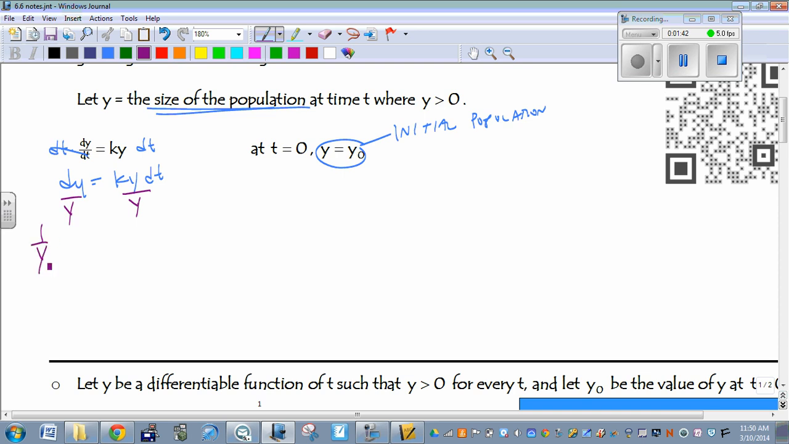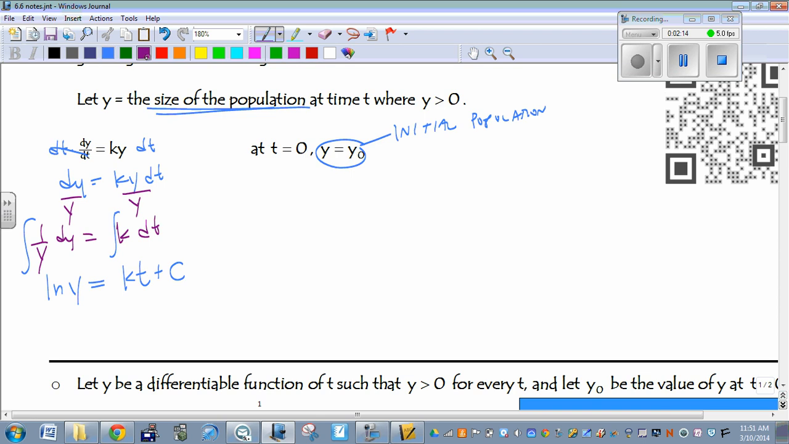We get 1 over y dy equals k times dt. Now that we've separated those variables, we can do the antiderivative of each side. So antiderivative of 1 over y is natural log of absolute value of y. But since we know y has to be greater than 0, I'm not going to bother with the absolute value. We know it's going to be positive. Equals antiderivative of k dt would be kt plus c.